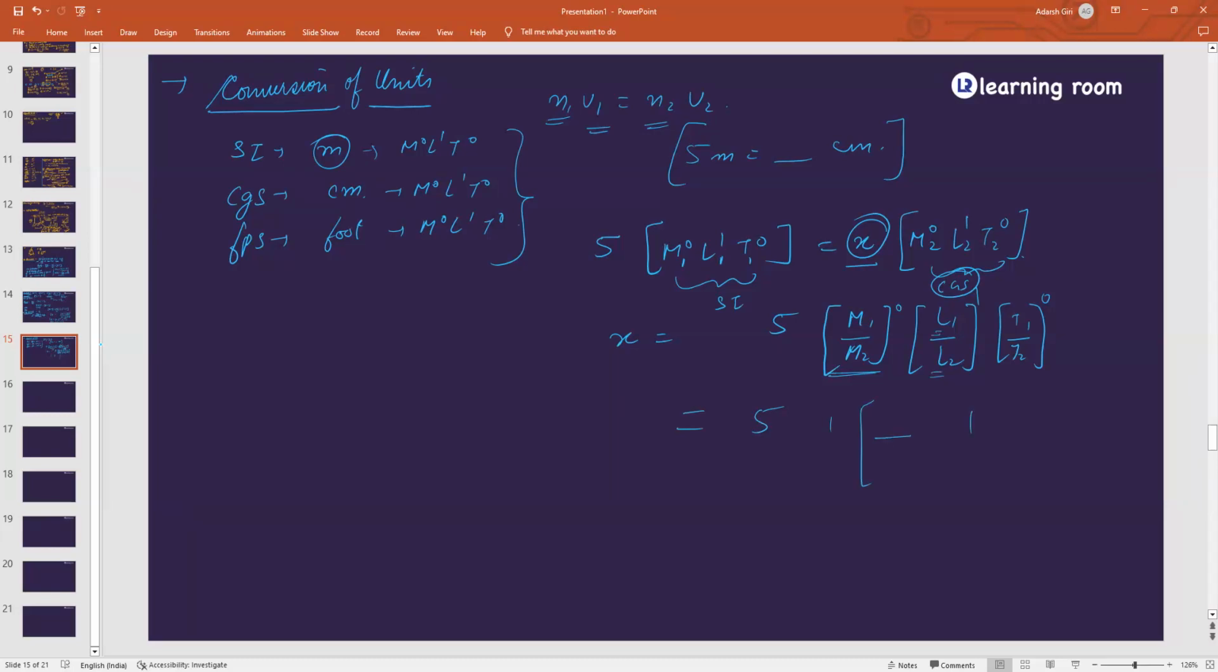So how can I relate 1 meter and 1 centimeter? Can I write it as 100 centimeters? And here in L2 in CGS, it is already 1 centimeter. Can I write it like this, power 1? Everyone? Got it? So the centimeter gets cancelled. What I'm left with is 5 into 100 to the power 1. That gives me 500 centimeter. That is my answer. Yes or no? Got it?